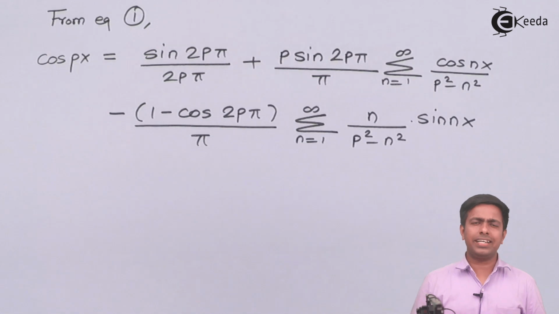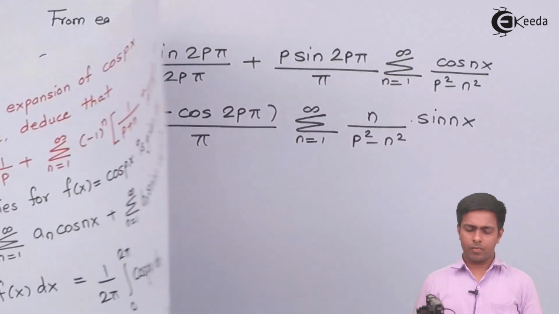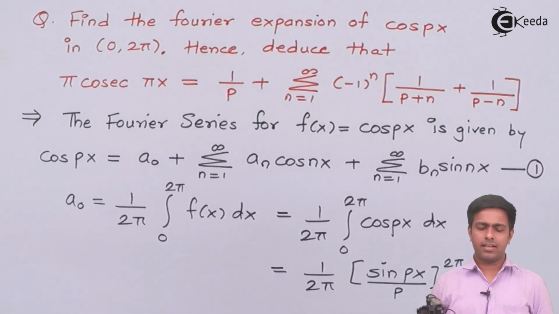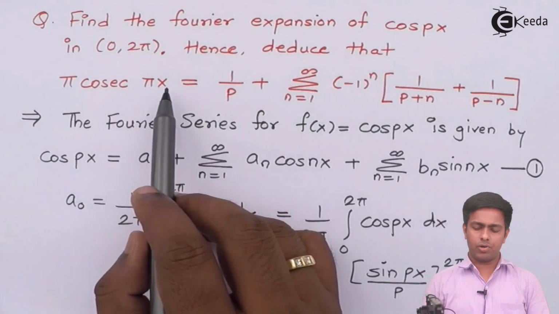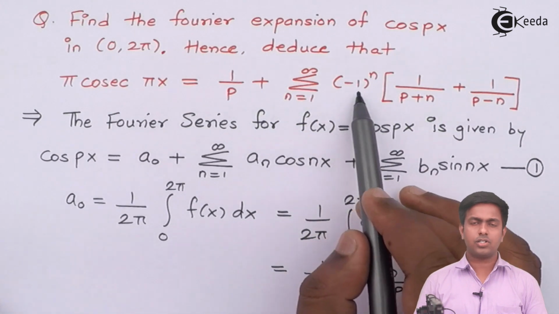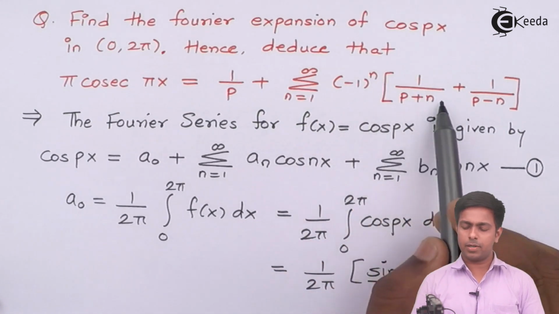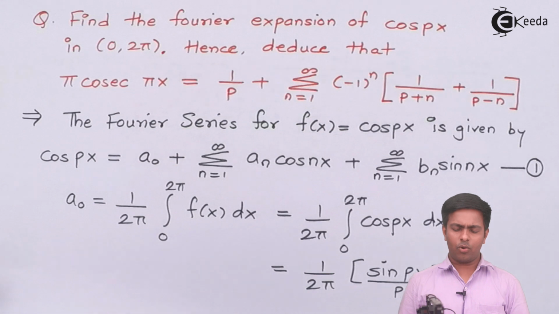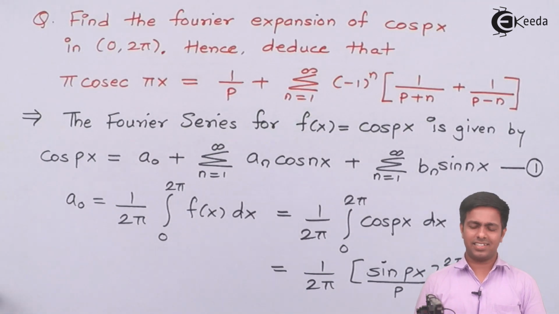So now what is the deduction? Let's see. Here we have to deduce that pi cosec pi x is equal to 1 by p plus summation n from 1 to infinity negative 1 raised to n, 1 upon p plus n plus 1 upon p minus n. Now guys, how to get this deduction?